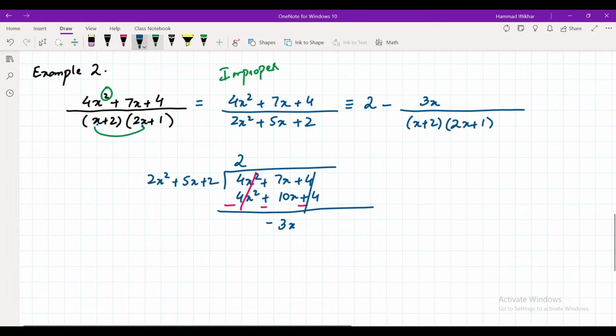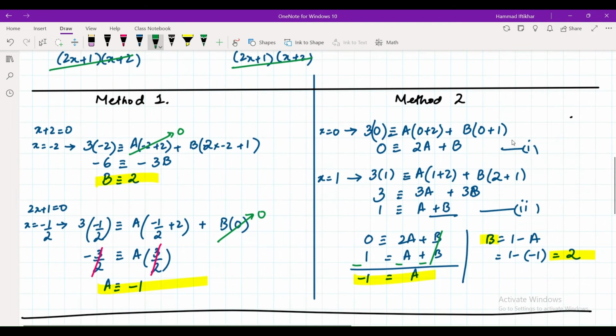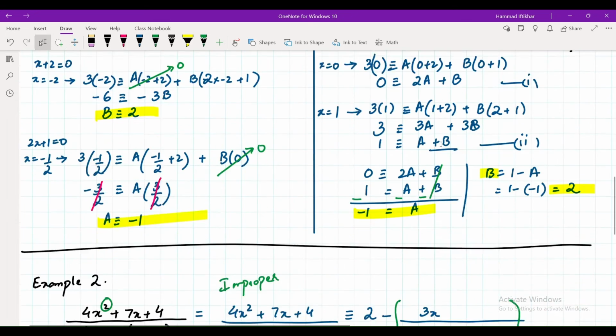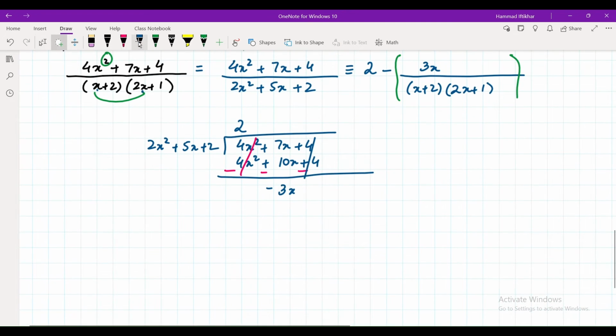Now, if you notice, this is exactly the question we did just now. So we will use the same decomposition we did to plug this over here. The process is exactly the same. So we did the process except for the 2 part.